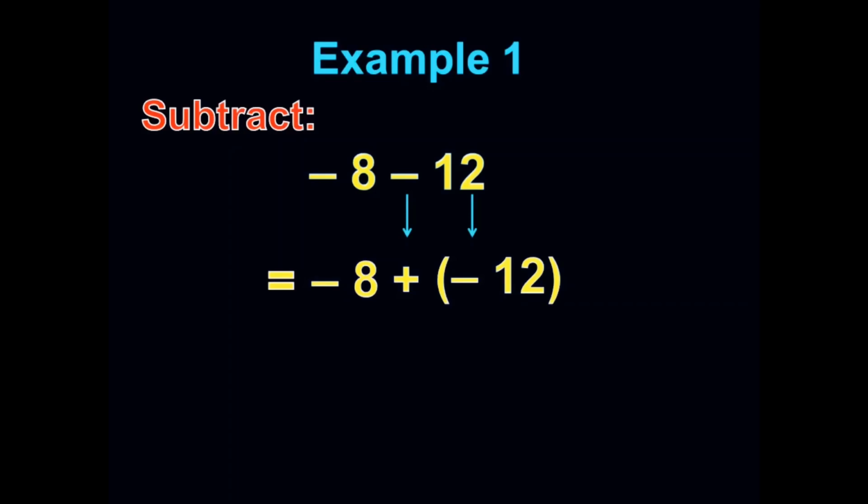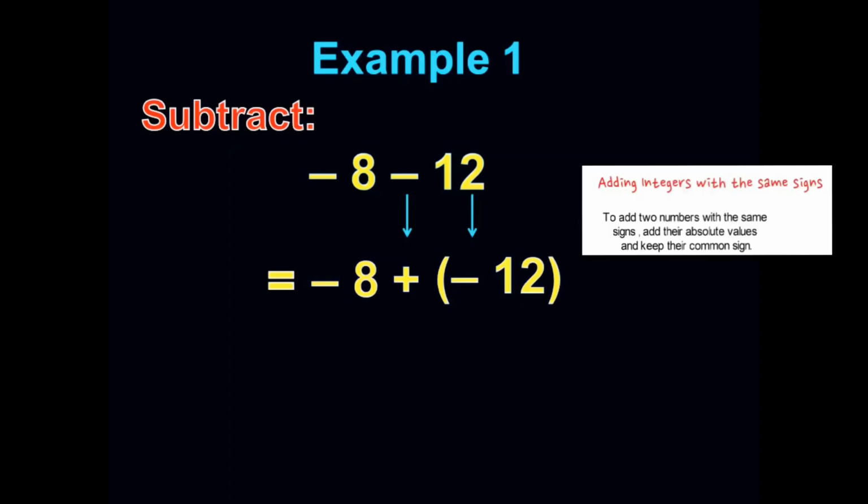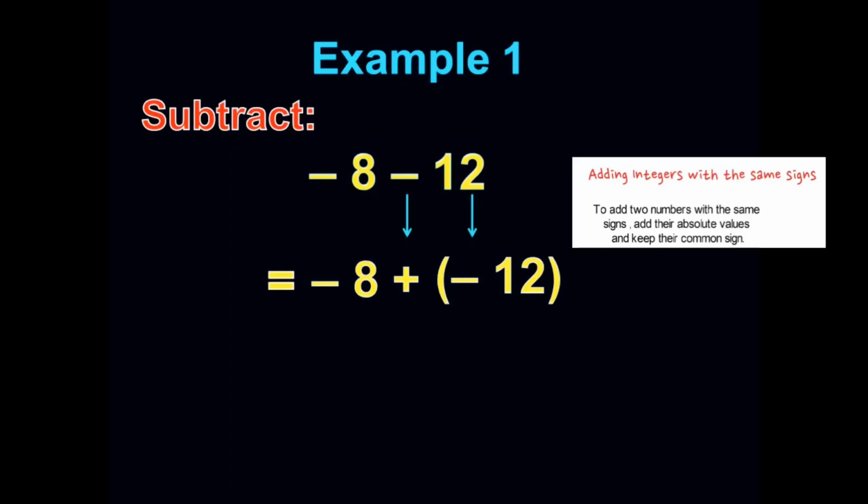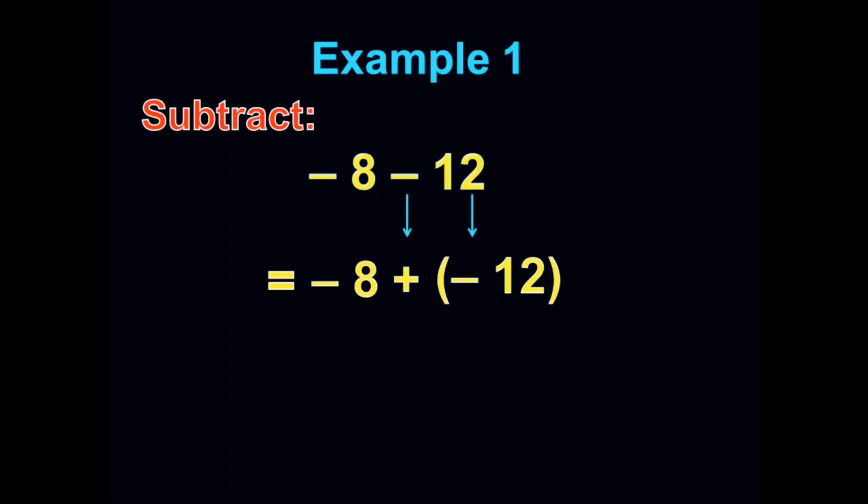Then, as you can see, it's already addition. So, we're going to apply the rule in adding integers. Since these integers have the same signs, we need to add their absolute values and carry their common sign, just like what we discussed in our previous lesson. Okay, so negative 8 plus negative 12 is negative 20. So the answer for negative 8 minus 12 is negative 20.